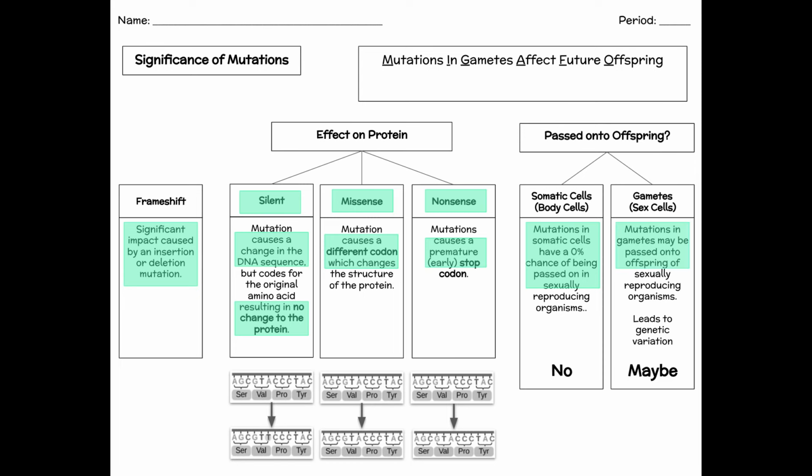Only mutations in gametes, sex cells such as sperm cells or egg cells, have a chance of being passed on to offspring. This is what leads to genetic variation over time. Use the saying, mutations in gametes affect future offspring, or MIGAFO, to remember that only mutations in gametes have a chance to be passed on to the next generation. Add this acronym to the top box of your notes.